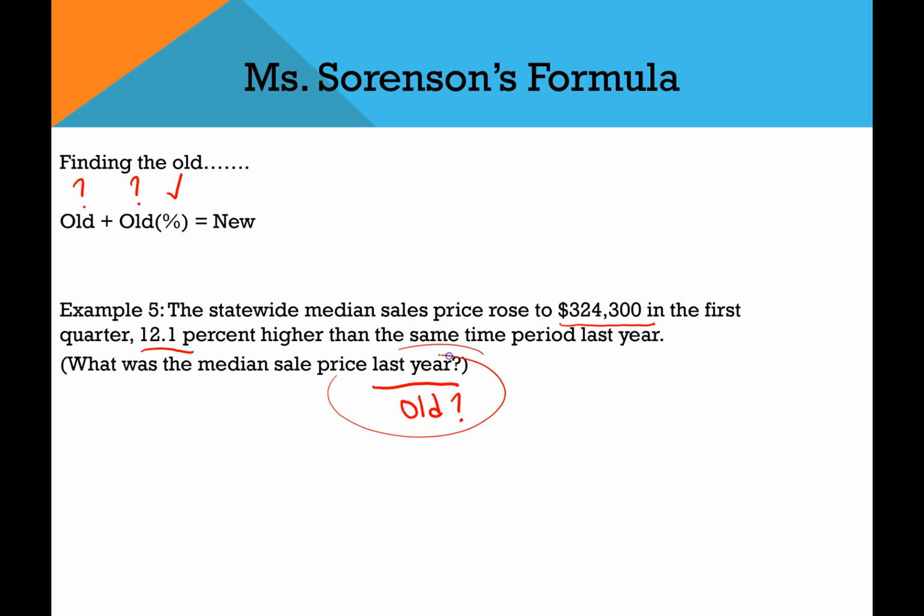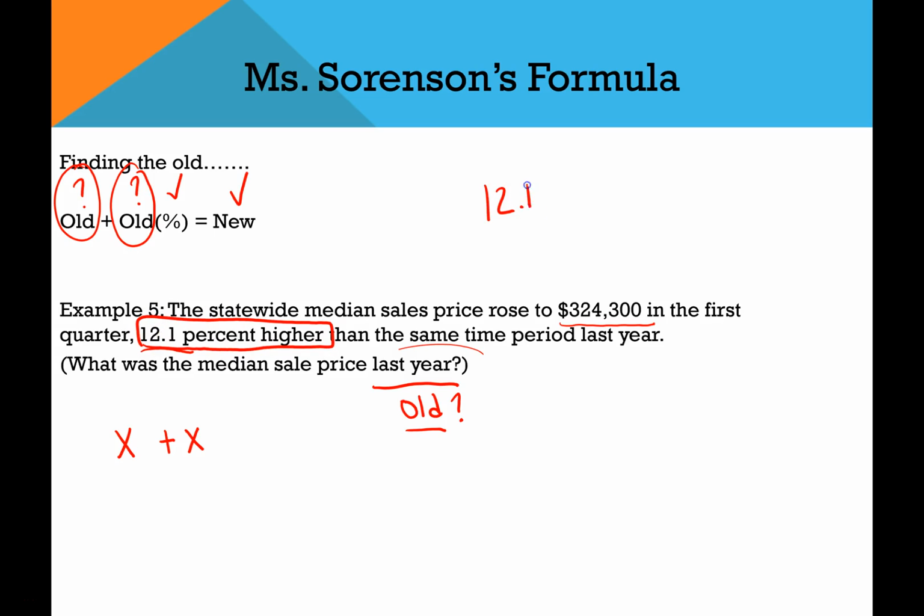And this was last year, so clearly this is my new. So I have my new. So what I'm going to do is write this as an equation, and anywhere I see old, I'm going to put an x for a variable. So I'll have x plus another x because I'm looking for old, see question mark. Then my percentage is going to say it's 12.1% higher.